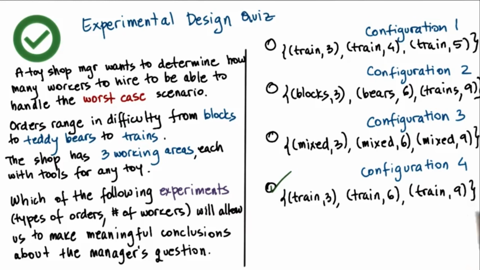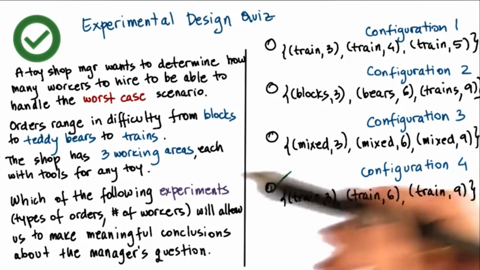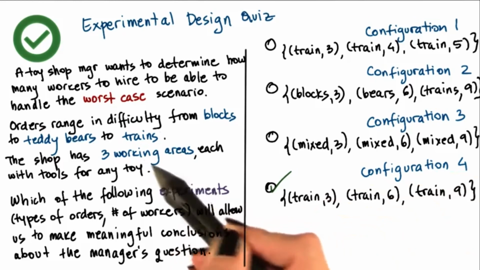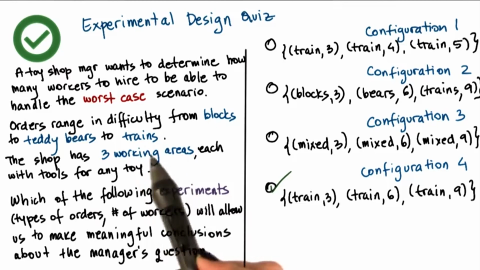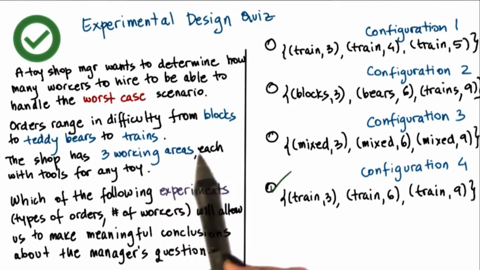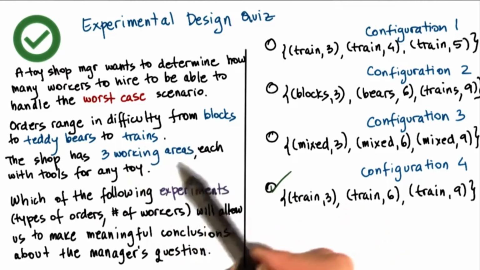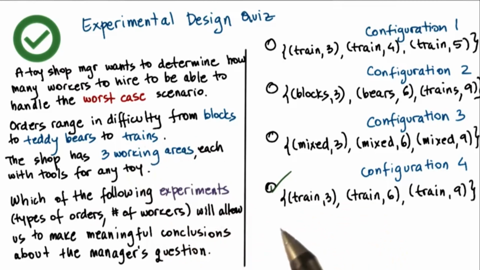It will also likely ultimately demonstrate the capacity of the individual working area. So let's say I add another trial where I'm running train orders with 12 workers, so 4 workers per working area. Likely at some point I will no longer start seeing any kind of improvement, simply because I cannot squeeze in more workers per working area. So performing this type of experiment will actually be useful.